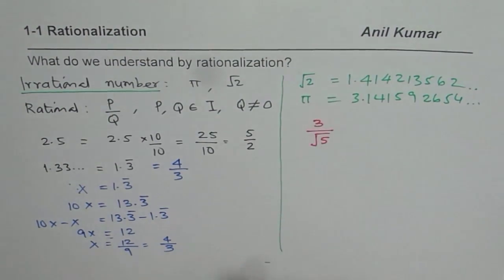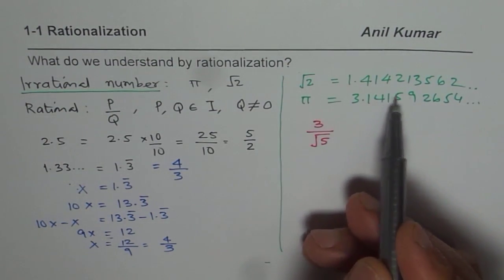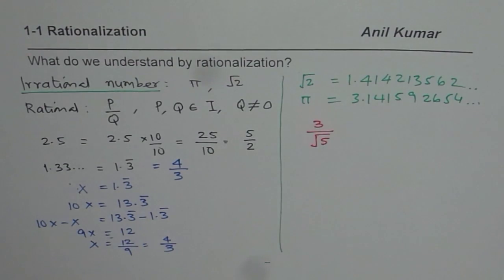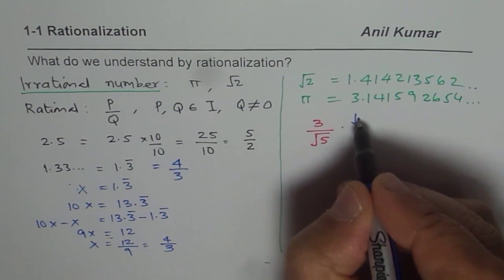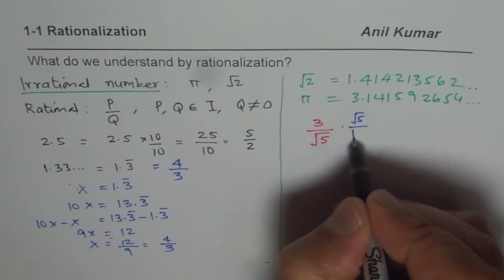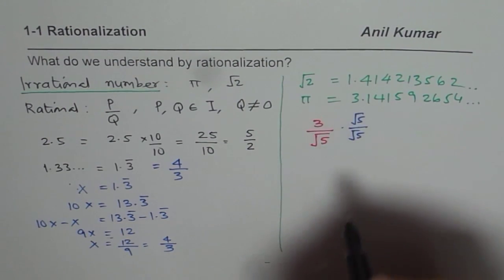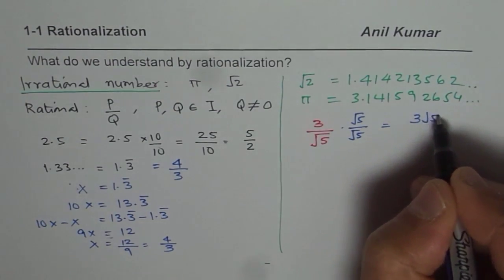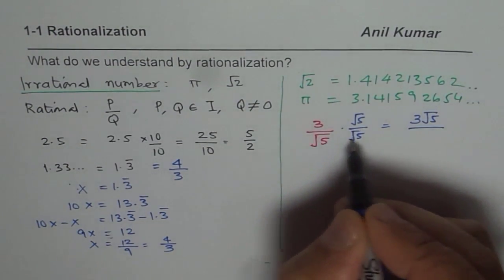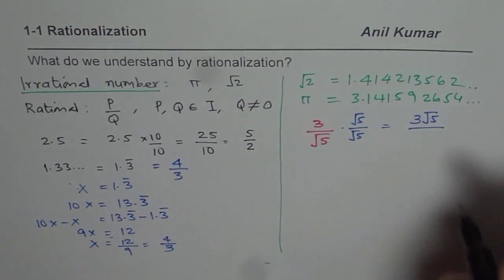Now 3 over square root of 5, square root of 5 is a number like that, which is irrational. So what we can do here is we can multiply and divide by 1, and we could write 1 as square root 5 divided by square root 5, right? That is 1. But when you do that, what do you get? You get 3 square root 5 divided by square root 5 times square root 5 is square root of 25.